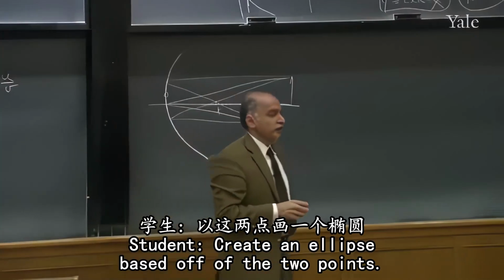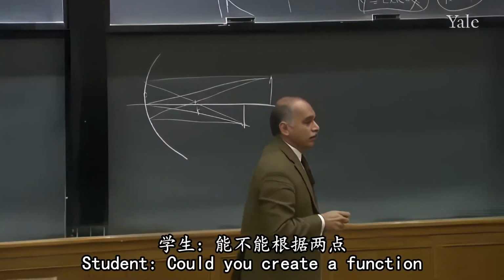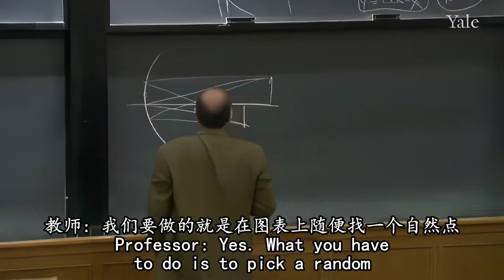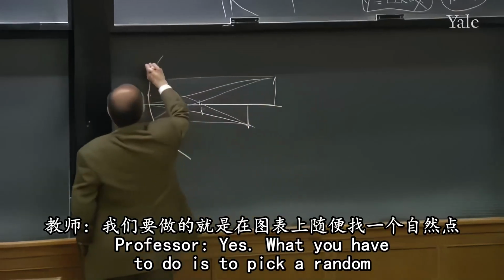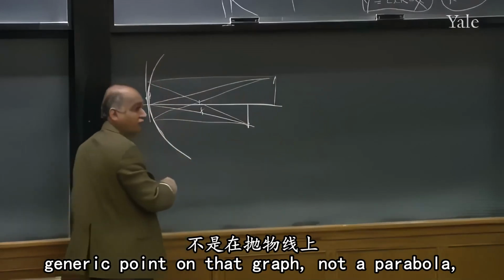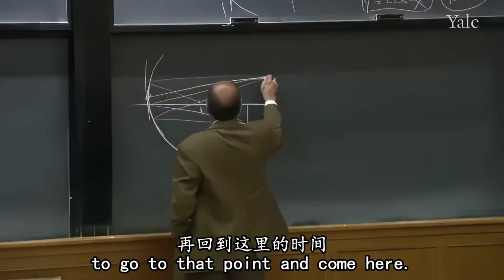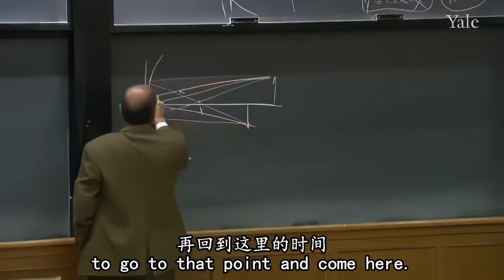Create an ellipse based off of 2 points. Pardon me? Could you create a function for an ellipse off those 2 points and see? Yes. What you have to do is to pick a random generic point on that graph, not ellipse, parabola, and ask for how long it will take light to go to that point and come here.